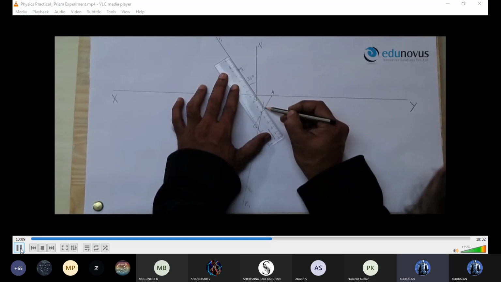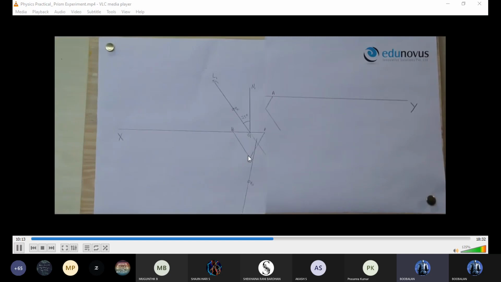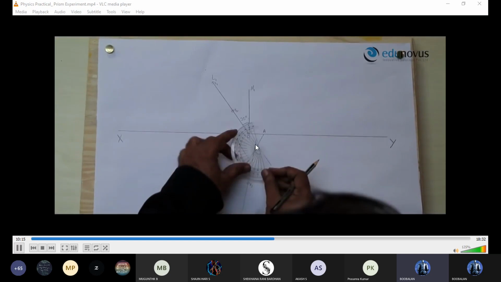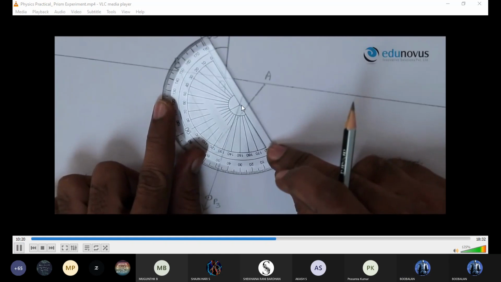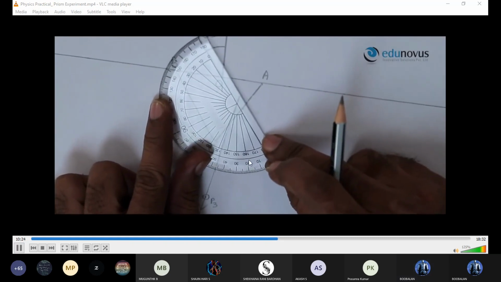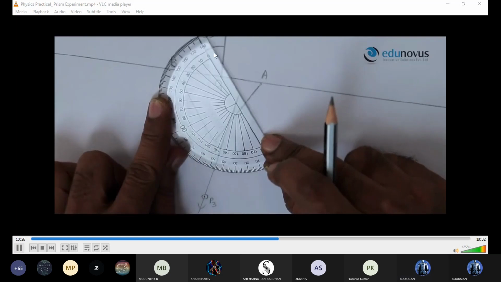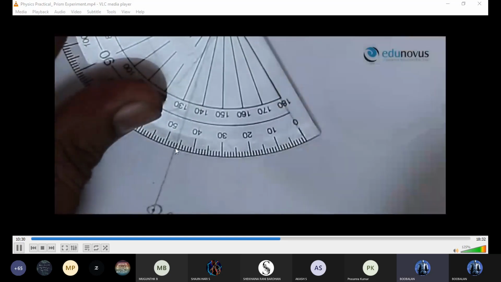Extend the incident line, and pin 3 and pin 4, the emergent ray, is there, no? Also extend that point. This is the angle of deviation delta. That is the incident deviation, around 40, 45, 46.